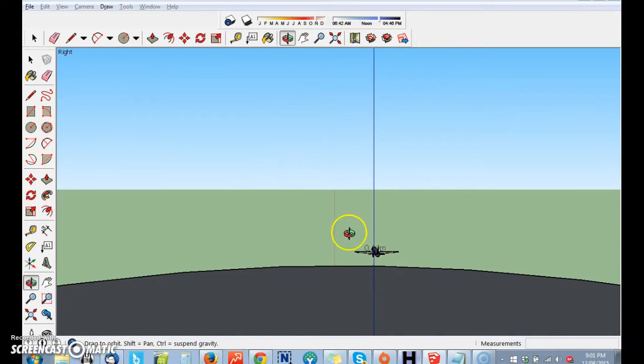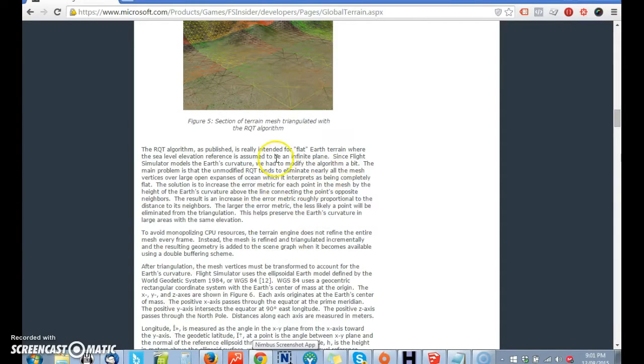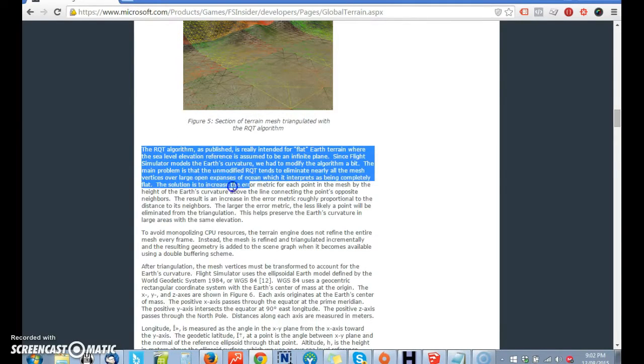Now, as I was putting this little airplane here, guess what I did? I went on to Flight Simulator, and I was curious, how did they do it? If you have to do Flight Simulator over the ocean, how did they do it? Well, check this out. We're on Microsoft.com, and let me read this here. The RQD algorithm, as published, is really intended for flat Earth terrain, where the sea level elevation reference is assumed to be an infinite plane. Since Flight Simulator models the Earth's curvature, we had to modify the algorithm a bit.